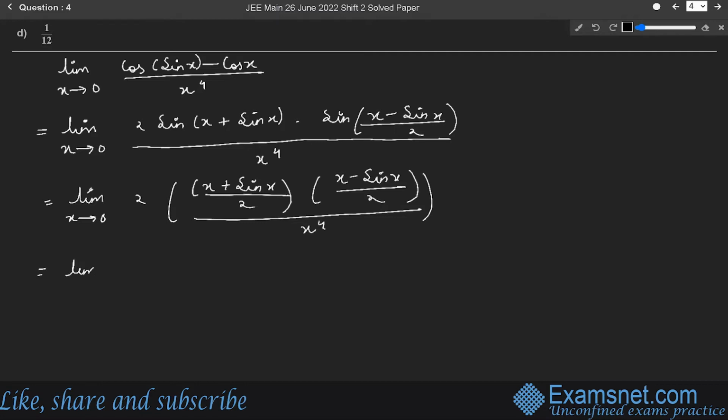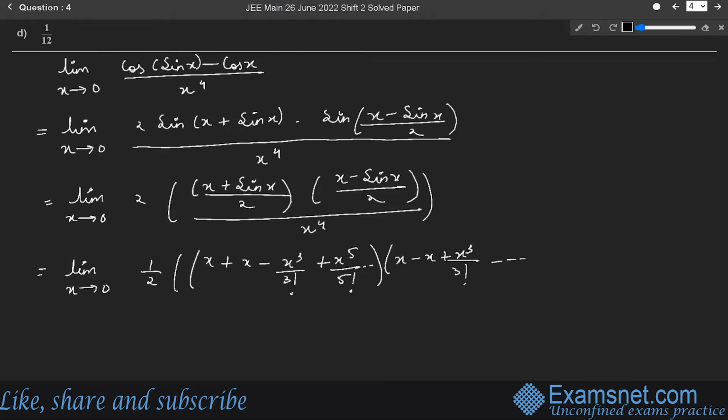Again, this will be equal to limit x tends to 0, 1 by 2 into (x + x - x cube upon 3 factorial + x power 5 upon 5 factorial, and so on) into (x - x + x cube upon 3 factorial and so on). Again, whole divided by x power 4.